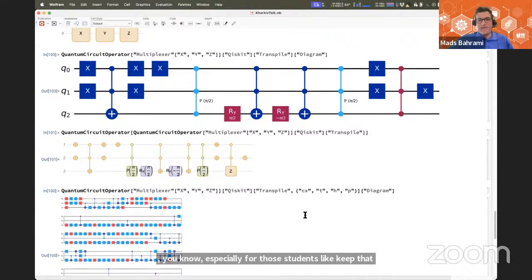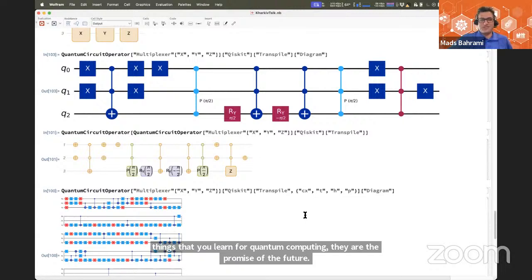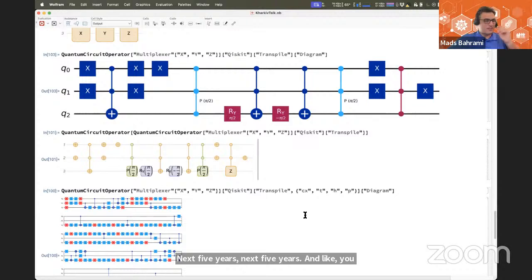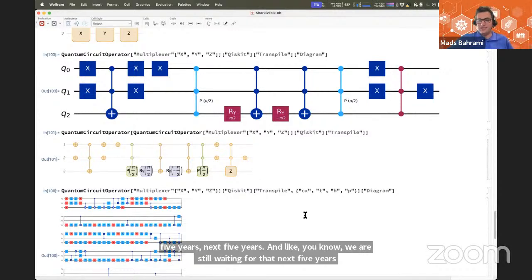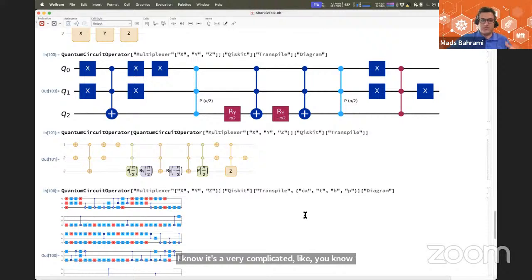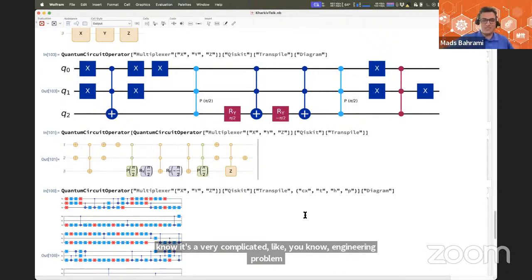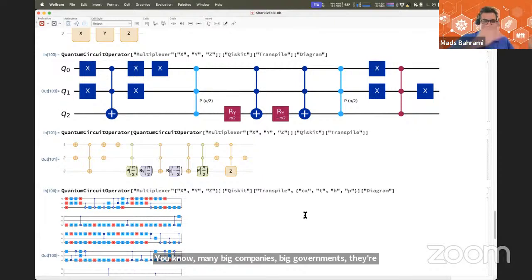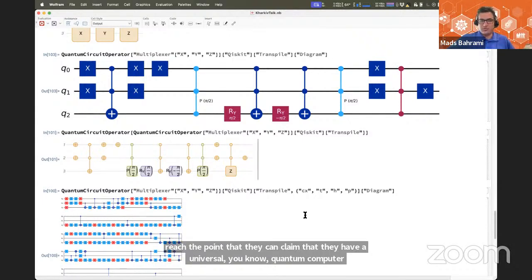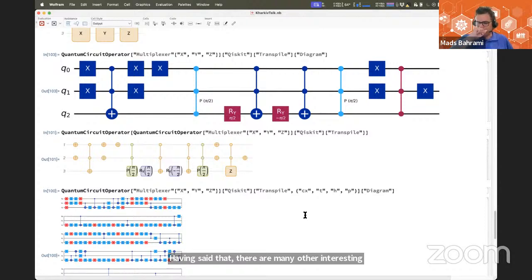That's the thing I want to emphasize, especially for the students: keep in mind that many things you learn for quantum computing are the promise of the future. I remember 15 years ago when I was a PhD student, they were telling us next 5 years, next 5 years, and we are still waiting for that. I know it's a very complicated engineering problem. Many big companies and governments are allocating resources to reach the point where they can claim they have a universal quantum computer. Having said that, there are many other interesting quantum phenomena with direct application.